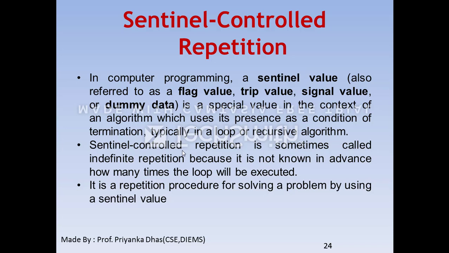So here sentinel control repetition is sometimes called indefinite repetition because it is not known in advance how many times the loop will get executed. It is a repetition procedure for solving a problem by using a sentinel value. In counter control repetition, how many times you are going to repeat the loop is already known in advance, but in sentinel control it is not known in advance. That depends on how many times the user is giving input.